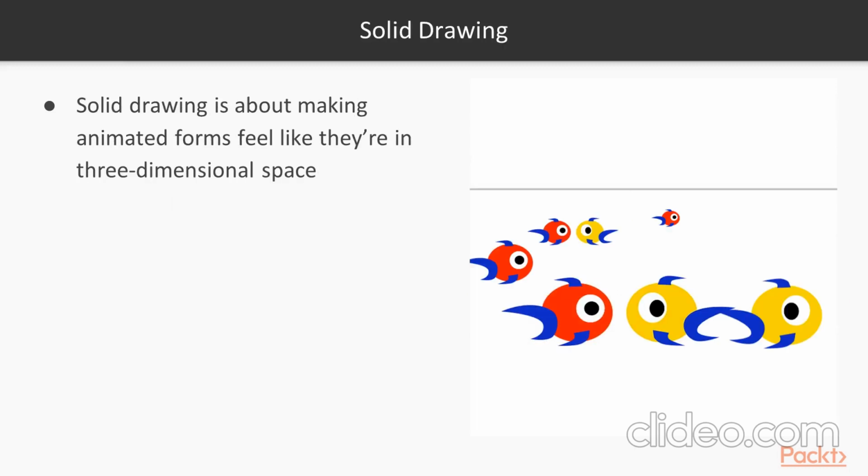The 10th principle is solid drawing. You'll see here that even 2D characters can show 3D space. By using scale, positioning, overlap, and roundness to indicate volume, you can quickly give your animations the sense of space. Here I've added some new shapes for fins and I've added some more characters in the background.